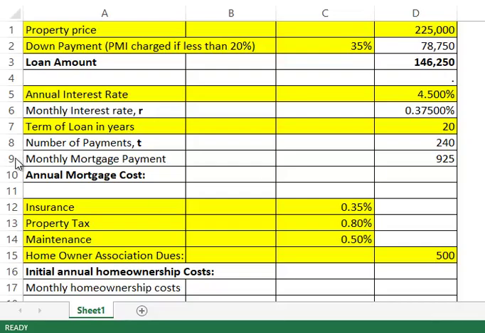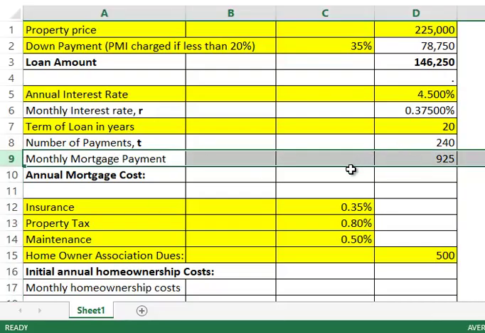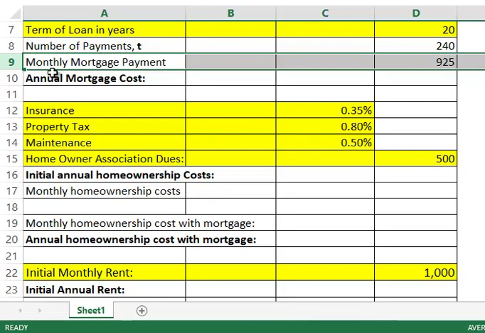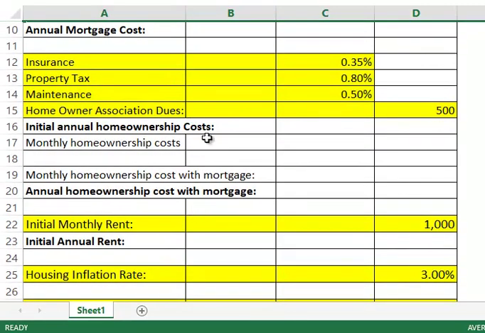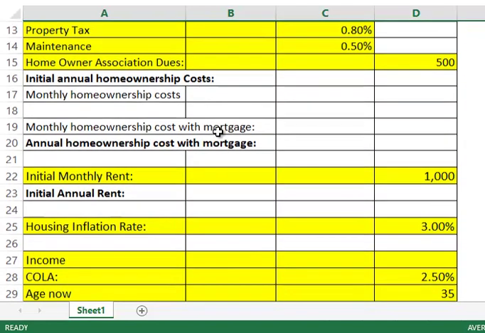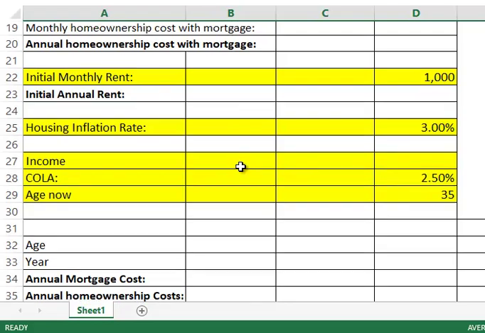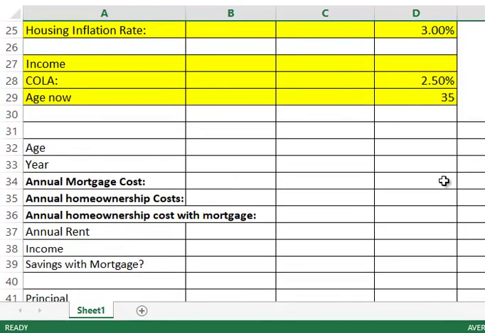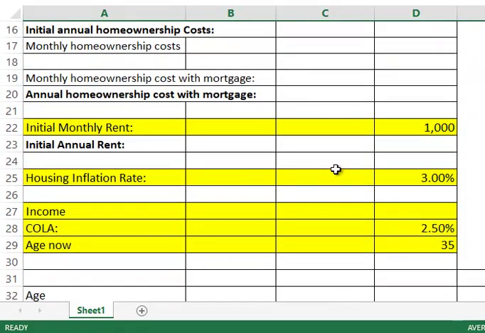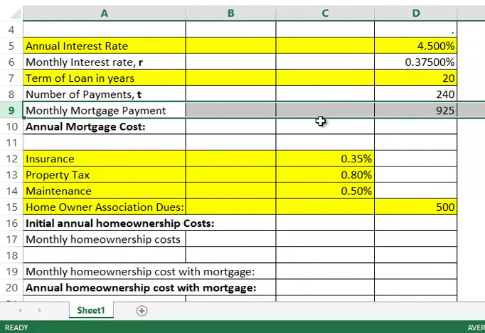Okay, so now that we've calculated the monthly mortgage payment, we'll need to put in a bunch more details so we can finally compare our mortgage cost with rent cost with our income, and then compare it over time if we adjust for projected inflation, and then make a little graph. So let's get some more details in here.